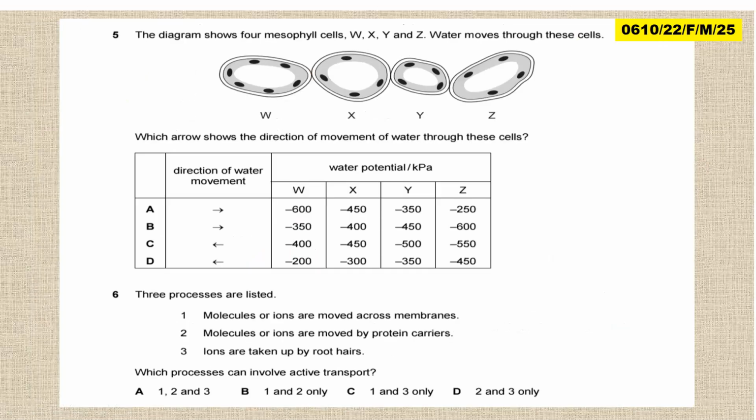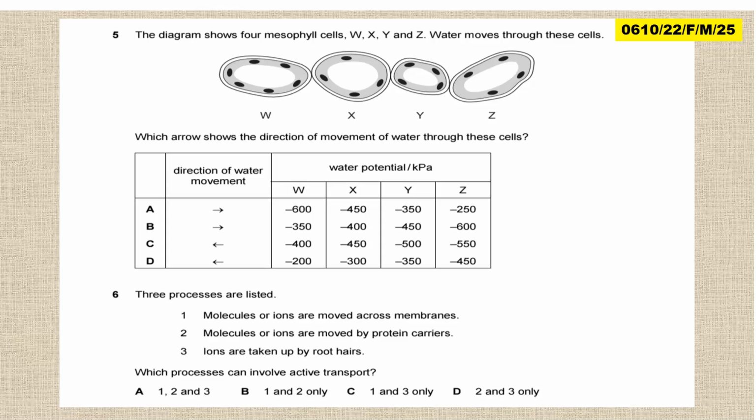Question 5, that is the question coming from paper 2, 2025, paper 2, variant 2, February, March 2025. The diagram shows 4 mesophyll cells, W, X, Y, and Z. Water moves through these cells. Which arrow shows the direction of movement of water through the cells?